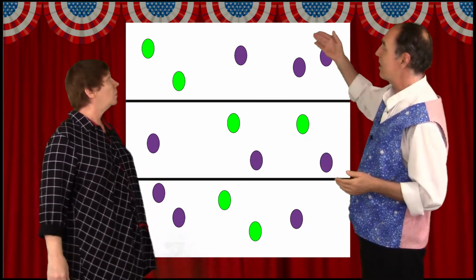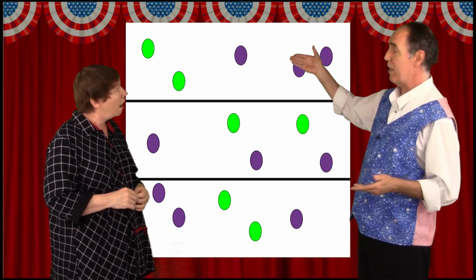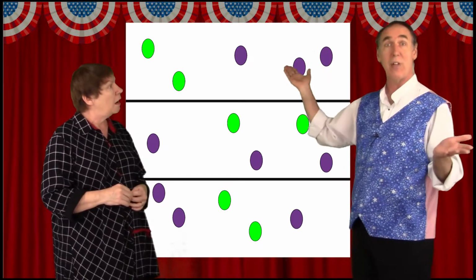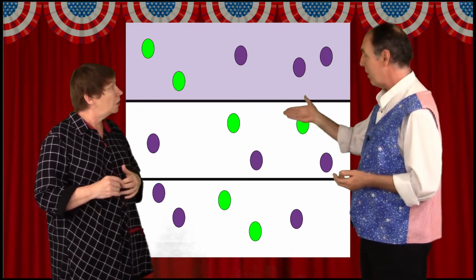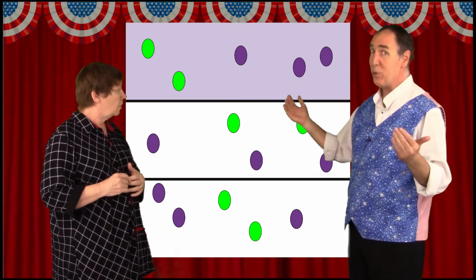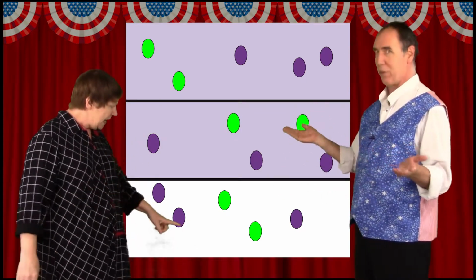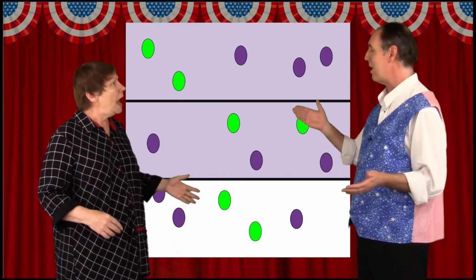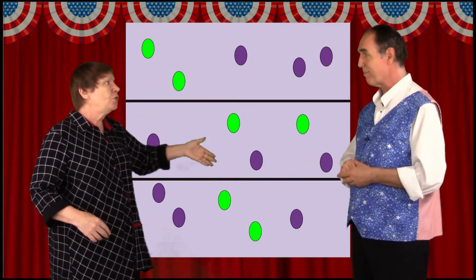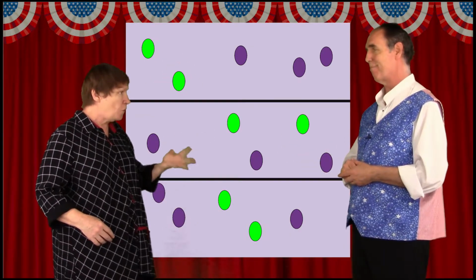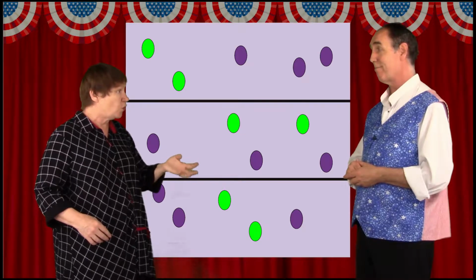Up here in the top district, it's 3 for purple, 2 for green, so that one goes purple. In the middle one, 3 for purple, 2 for green. So that one is a purple district. In the one on the bottom, 3 for purple, 2 for green. Also goes purple. So they all 3 go purple, even though 40% of the voters are green?